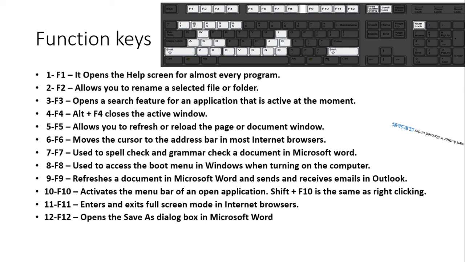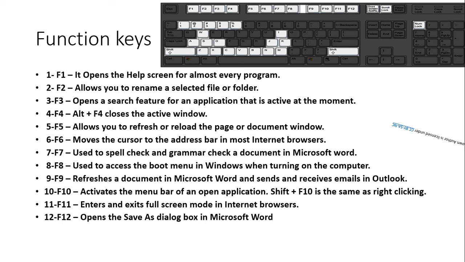Number 7, F7 is used to spell check and grammar check a document in Microsoft Word. Number 8, F8 is used to access the boot menu in Windows when turning on the computer. Number 9, F9 refreshes a document in Microsoft Word and sends and receives email in Outlook.